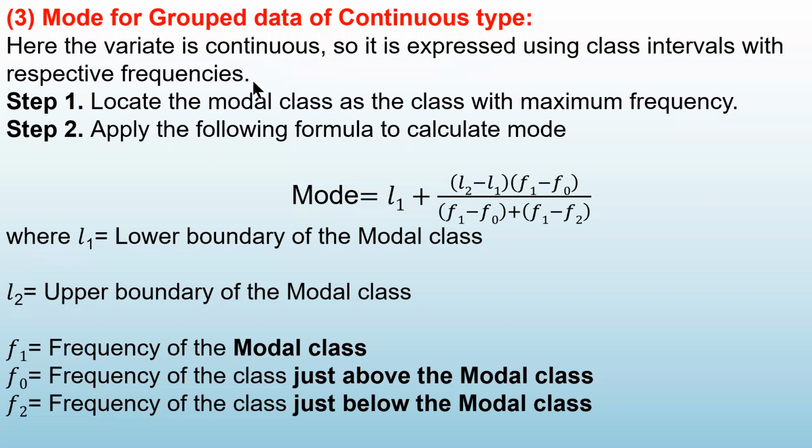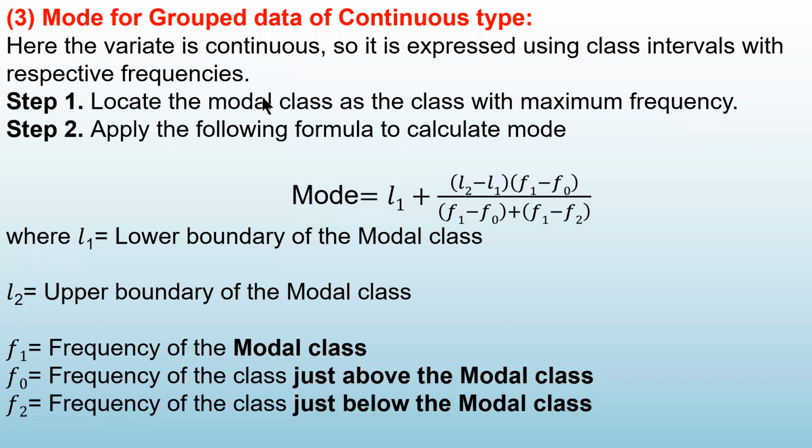तो ऐसे केस में जब आपको मोड निकालना है तो you have to apply the formula. So there are two steps. First step is what? Locate the modal class. जैसे मीडियन में हमने मीडियन क्लास लोकेट किया था, ऐसे ही यहाँ पर हम मोडल क्लास को लोकेट करेंगे. Now how will you locate the modal class? तो मोडल क्लास is the class with maximum frequency. जिस क्लास का फ्रीक्वेंसी सबसे ज्यादा है, that class is the modal class.